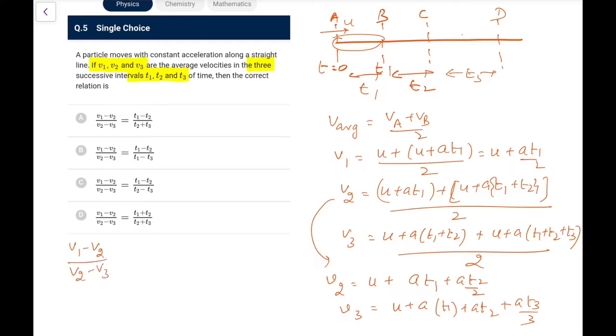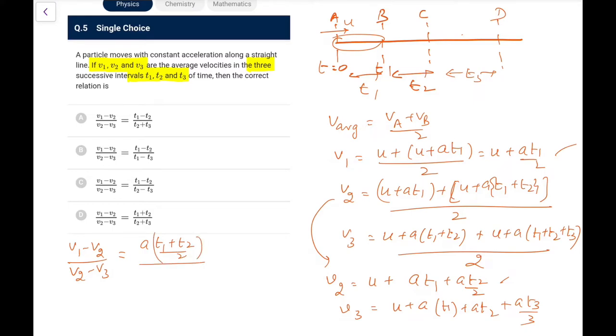and let it be divided by V2 minus V3. So if I do this V1 minus V2, what I will get, I will get it as V1 minus V2. So V1 minus V2 would be some negative term, so I should write it as V2 minus V1, and that will be V3 minus V2. So what I will get, AT1 plus T2 by 2.